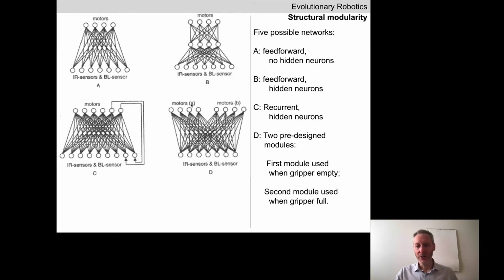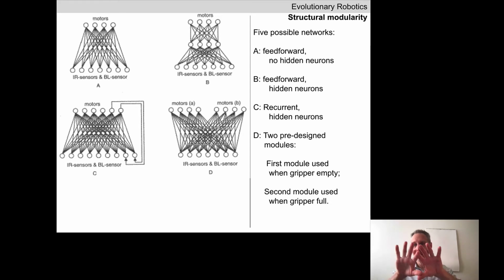Okay. Network D is going to look quite different from any neural networks we've seen so far. This is the investigator's attempt to introduce their own modularity. In this case, the investigators looked at this task and they broke the task into 2 subtasks. What the robot should do when its gripper is empty and what the robot should do when the gripper is full. You'll notice here that the investigators are not assuming what the robot should do when its gripper is empty or what the robot should do when its gripper is full. That they're going to leave up to evolution.